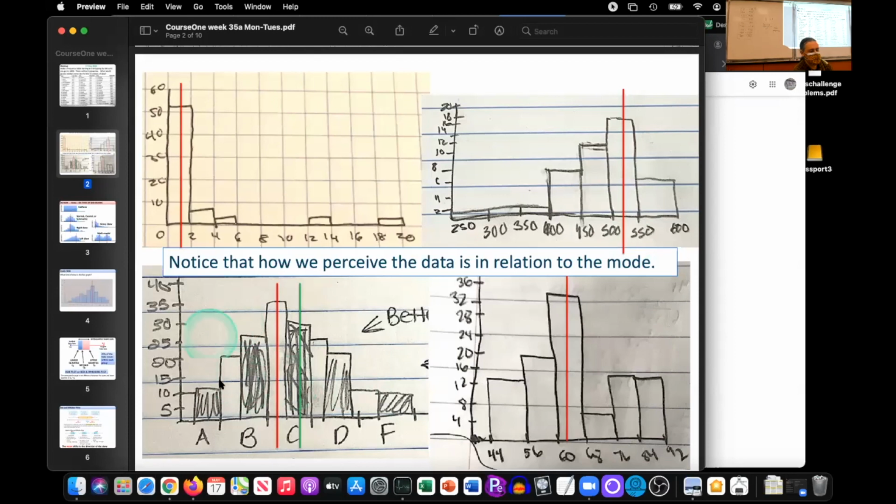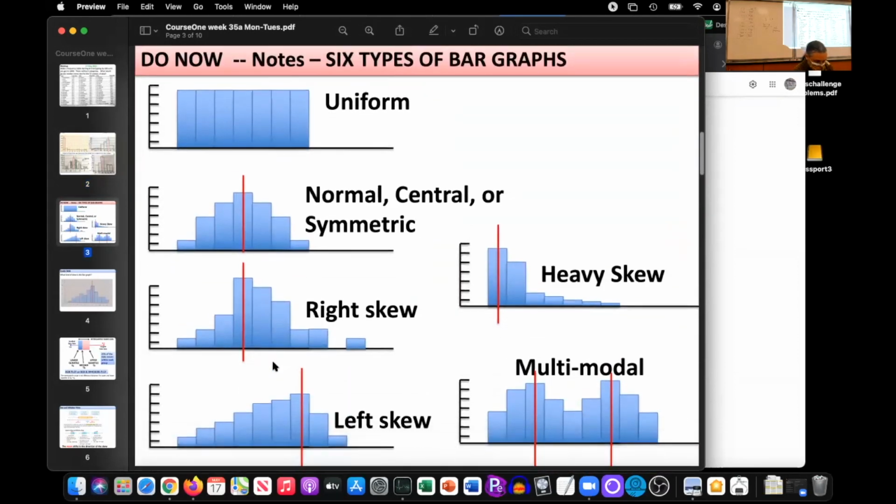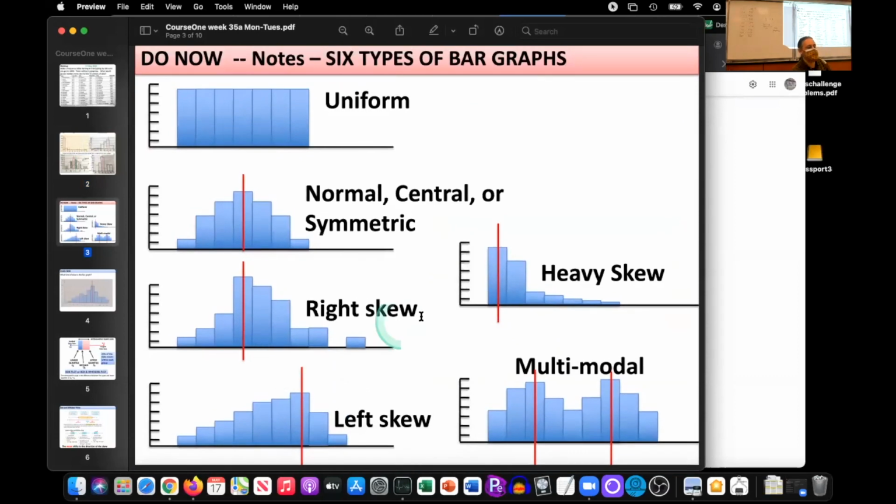All right, and so for this one on the lower left, that's where we put the two different bar graphs together so we can compare the two classes. And so there's a mode for one class and a mode for another class. Okay, and so in general, there's 6 types of bar graphs.